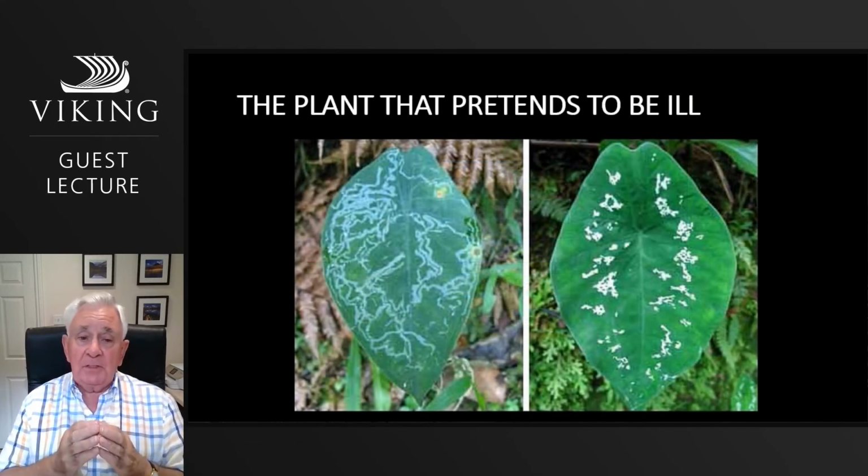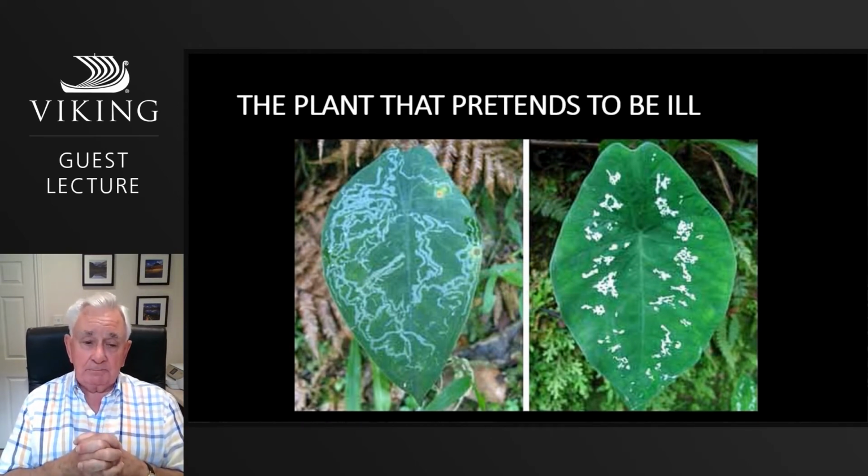Now, another thing that happens is that plants can actually be clever in other ways. The plant on the left has been infected with a mining beetle, and these silvery trails that you see are the trails of the beetle inside the leaf foliage. The plant on the right is not infected at all. It has deliberately made these white structures to pretend to insects that it has already been infected. It hasn't been, but by doing that, it's putting off the insect from attacking it, which is actually very clever when you think about it.